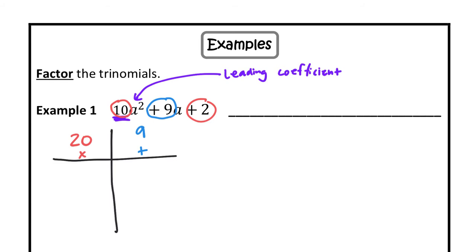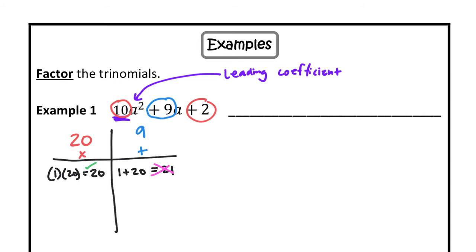Okay, so we can think of the different multiplications of 20. That's 1 times 20. But 1 plus 20 is 21. No, that doesn't work. Let me get a different color here. So this one works, but this one does not.